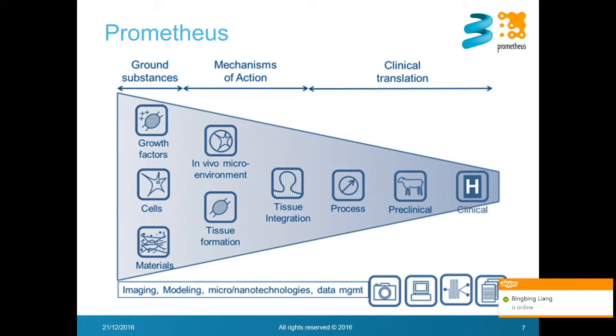So what you see here on the left is the ground substances. We work around stem cells, the growth factors, the materials, and then we move towards the mechanisms of action. So how does this work when we combine these things, when we implant them, what happens? And then later on towards the right, you see the clinical translation, where we take it towards the process engineering, the preclinical and the clinical stage.